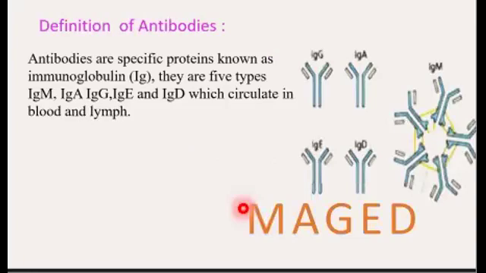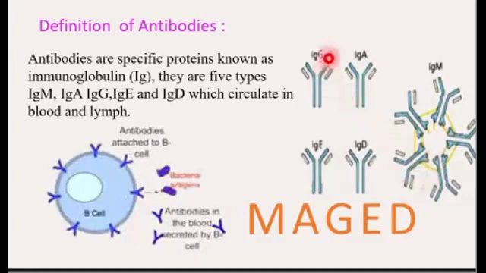Definition of antibodies. Antibodies are specific proteins known as immunoglobulins. There are five types: IgM, IgA, IgG, IgE, and IgD, which circulate in blood and lymph. We can remember these types in the word MAGID.